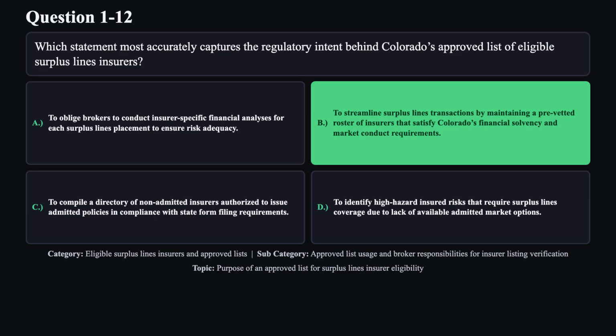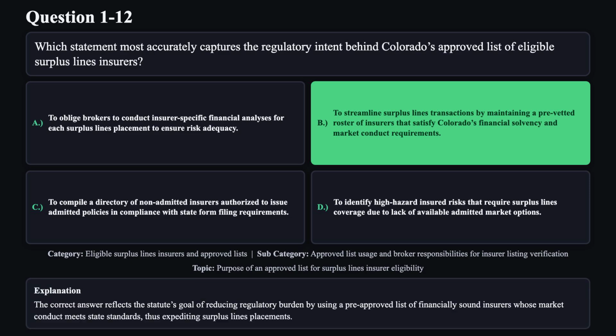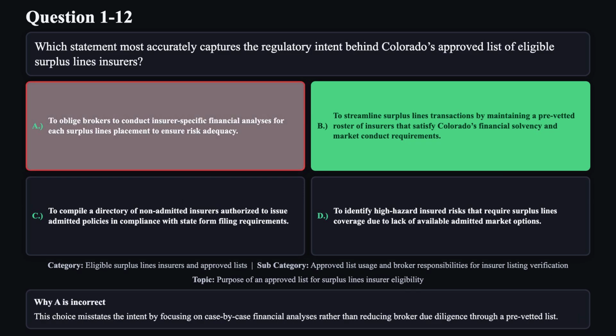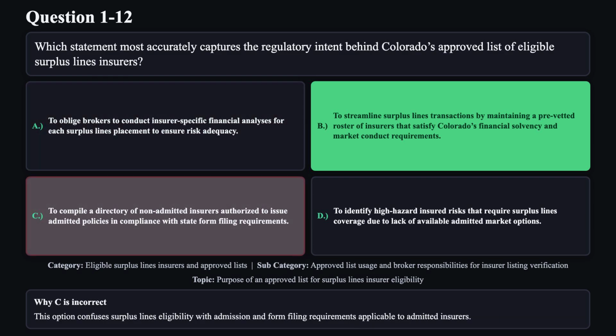The correct answer is B. The correct answer reflects the statute's goal of reducing regulatory burden by using a pre-approved list of financially sound insurers whose market conduct meets state standards, thus expediting surplus lines placements. Reason A is not correct. This choice misstates the intent by focusing on case-by-case financial analyses rather than reducing broker due diligence through a pre-vetted list. Reason C is not correct.